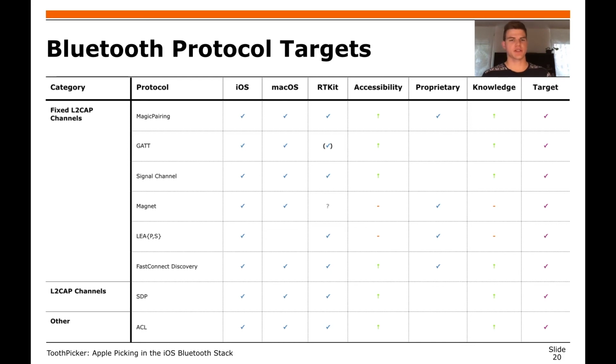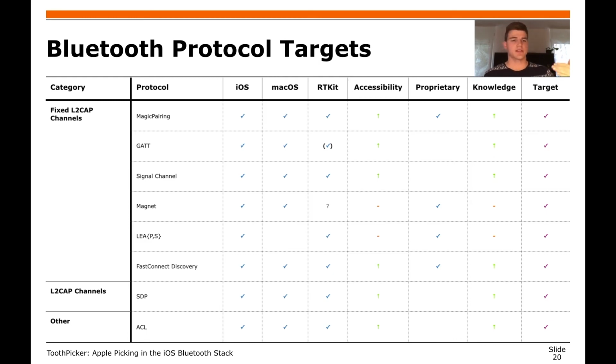Before we started fuzzing, we picked out a few protocols that we were seeing as a target. So this is a mix between some of Apple's proprietary Bluetooth protocols and some of the Bluetooth protocols that are in the Bluetooth standard. And we did this based on a few properties like accessibility, whether they are proprietary, and what our knowledge about this is.